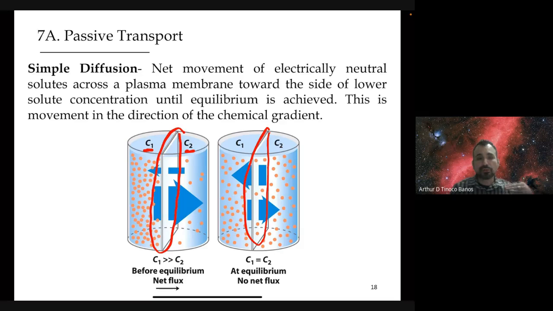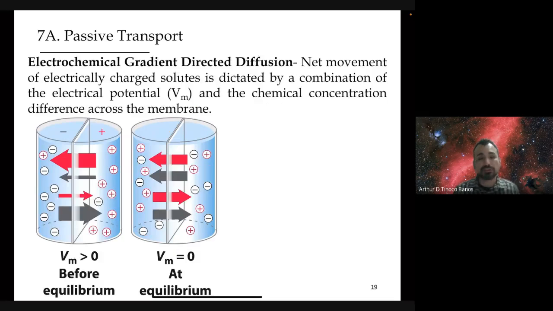And so you reach a point where you will no longer have net movement because you have reached an equilibrium, where you have reached an equal concentration of that given solute. So now your concentration 1 is equal to your concentration 2. That's not to say necessarily that the movement has completely stopped, but that you have reached a point where you have this balance. That is the concept of moving in the direction of the chemical gradient, from higher concentration to lower concentration, until you reach an equal amount of the given solute.